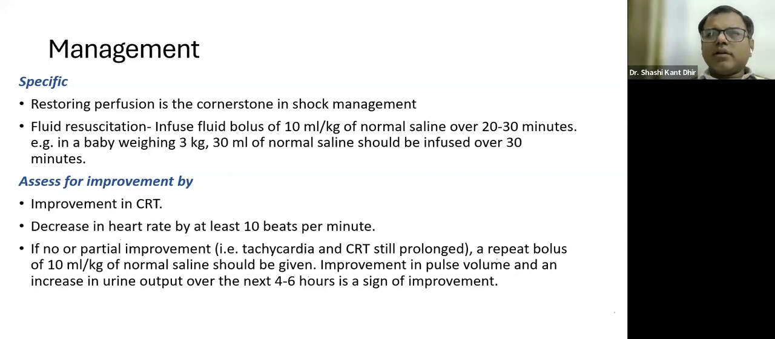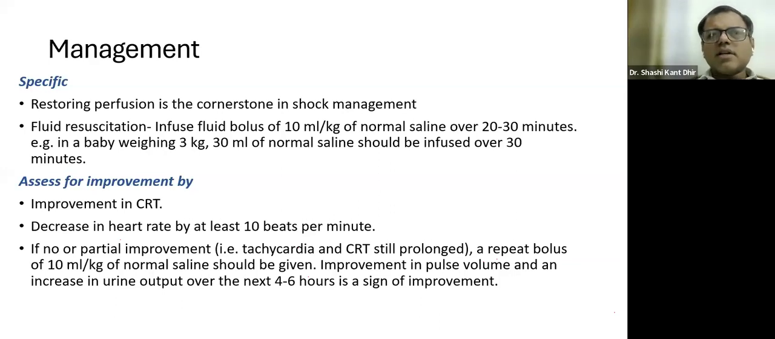So how do we assess? Once we start fluid, the first thing that will come up is heart rate. So the heart rate which was increased, it will decrease. So the first outcome or the end point is the heart rate should start falling. So baseline heart rate say now if it is decreasing by 10 beats per minute, that means हमारा end point achieve हो गया. So the first is heart rate decrease and the decrease in CRT, right? So these two things are important.